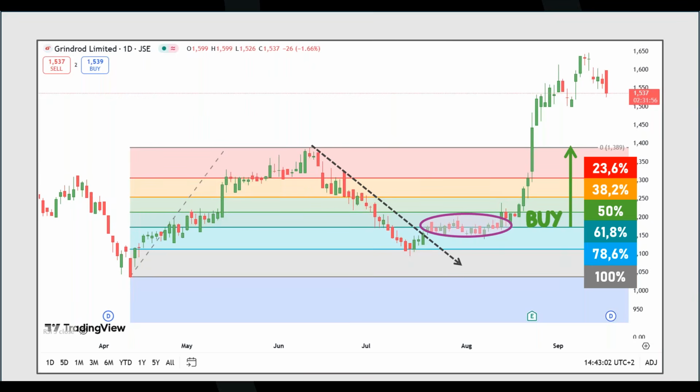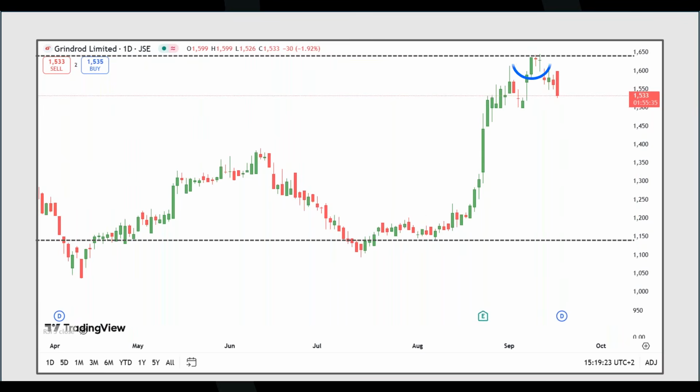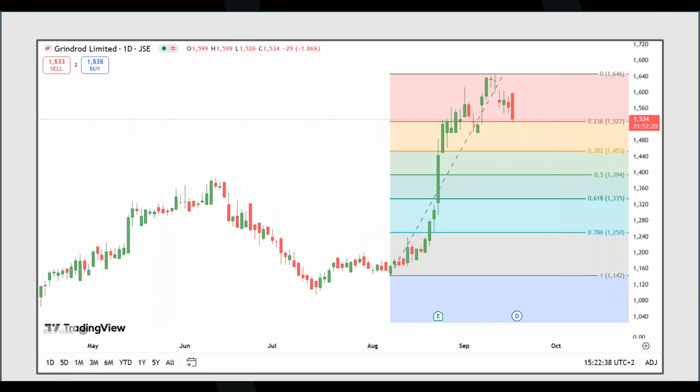And once it's done this upside, this particular upside, you then start again. You look for your swing high and your swing low, and right there, you draw your Fibonacci. So those levels are the ones that will tell you whether there's going to be a continuation, a reversal, whether you should be buying or selling.